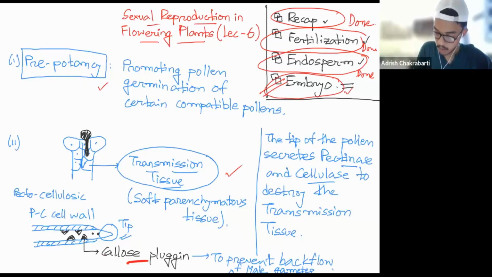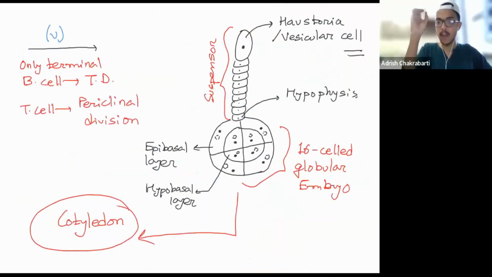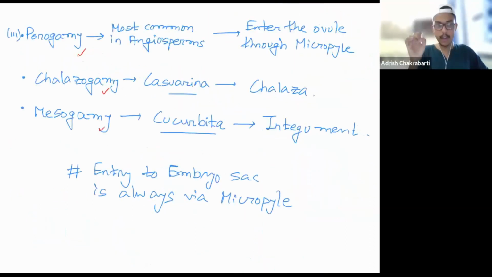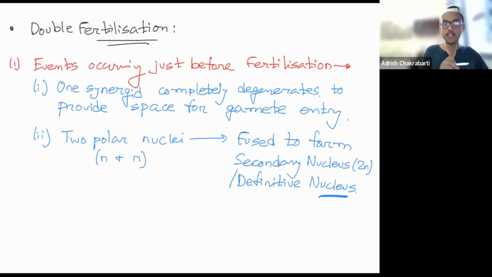So we have completed whatever topics we had planned to do today. Okay. So yeah. I'm just giving you a quick recap. We initially learned about prepotency, then the growth of pollen tube through the style. Okay, in the next case, I gave you the examples of porogamy, chalazogamy, and mesogamy, and then we got onto the events just prior to fertilization. Then we got onto double fertilization.